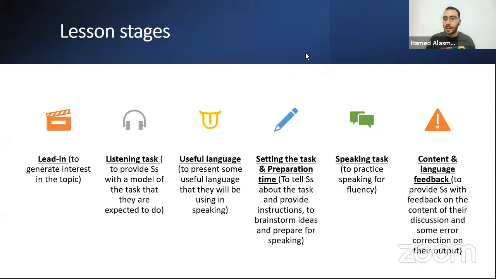Speaking task, and this is to practice fluency or accuracy, of course, if you're focusing on accuracy. And finally, content and language feedback, and this is to provide students with feedback on the content of the discussion and some error correction on their outputs.